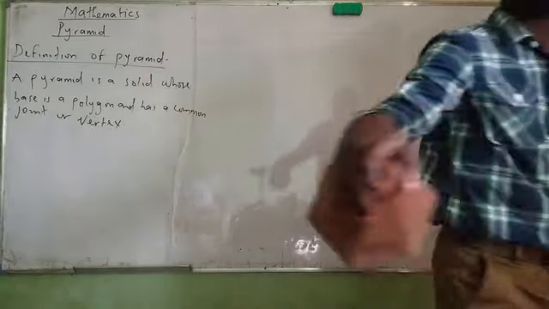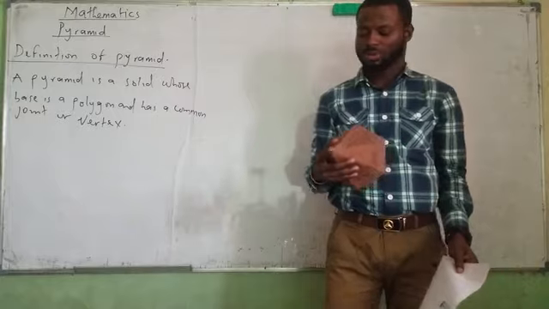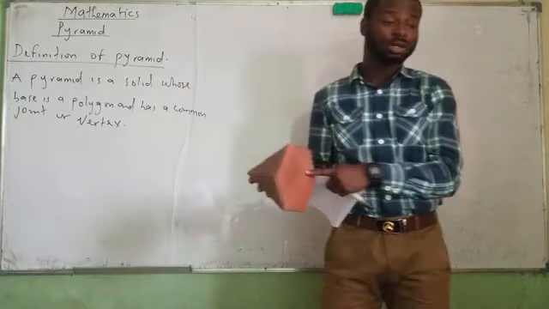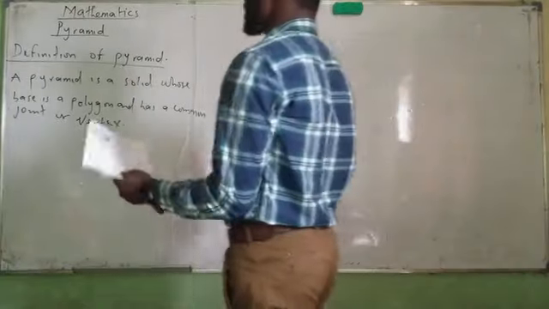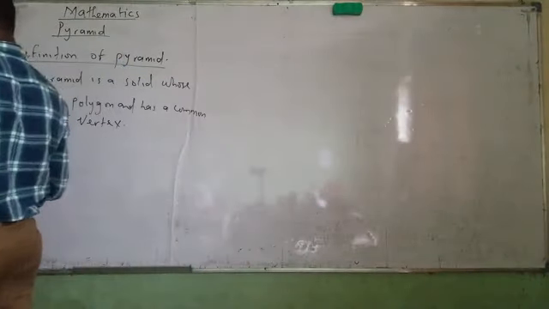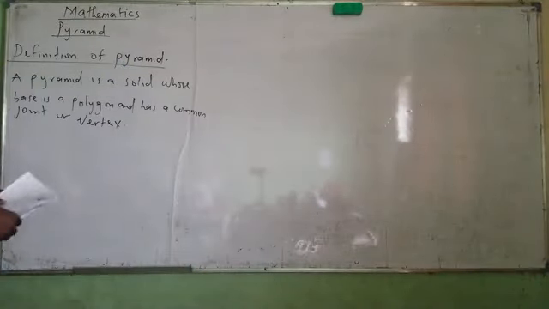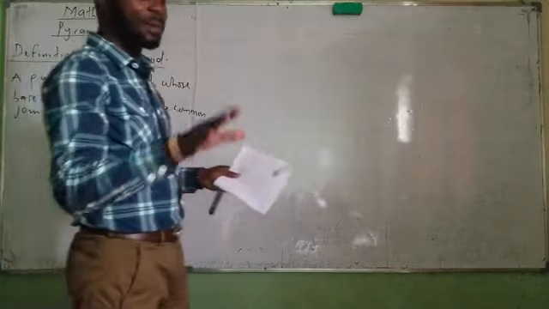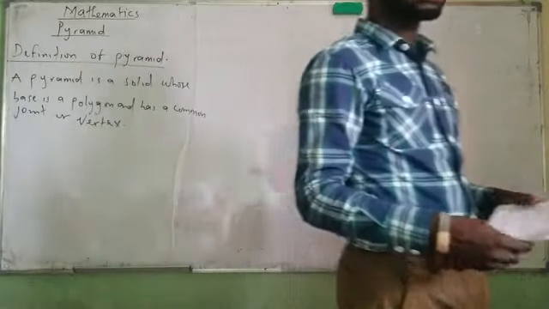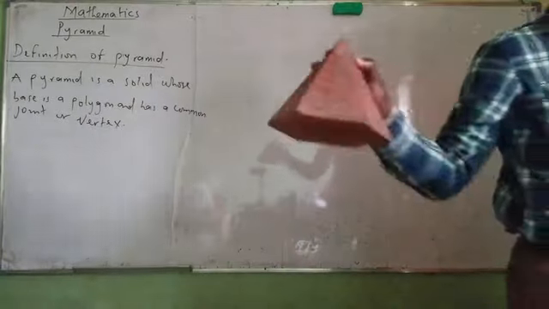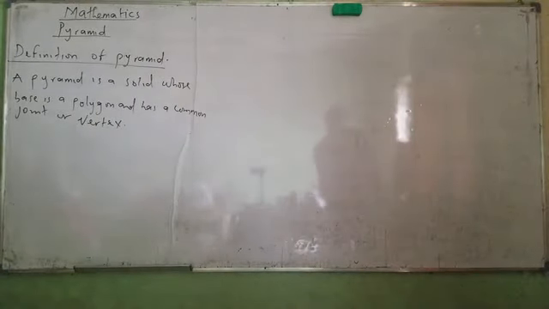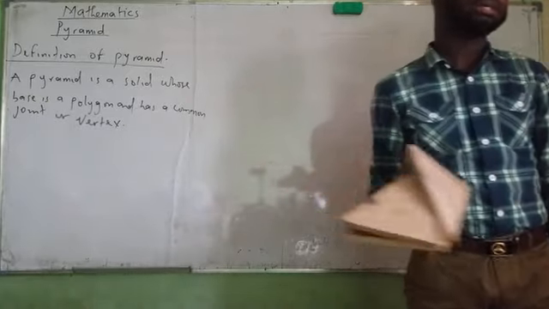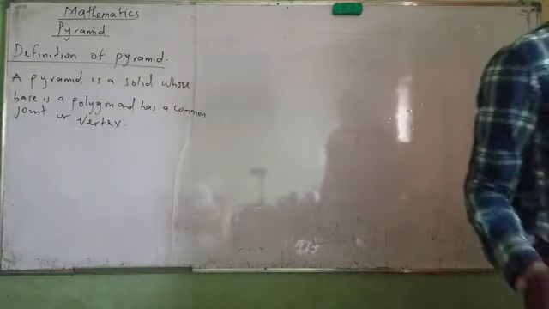This is what I mean by common joint. The base is a polygon. That is what I just want you to understand. I can bring up different types of it, but currently with me, I have a hexagonal pyramid, which is this, and I have a rectangular pyramid, which is this. There are more types of pyramid.